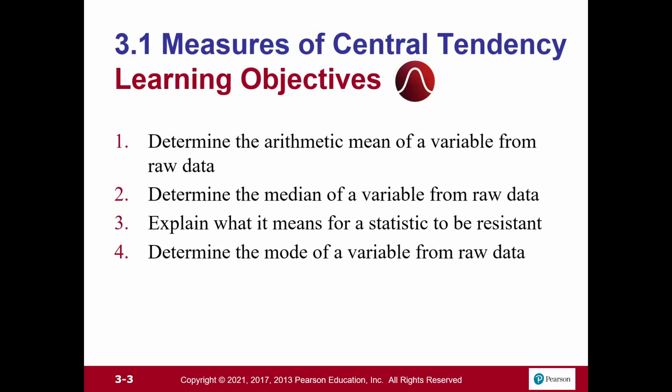Here are the three objectives, or actually four objectives for 3.1. How to find the arithmetic mean of a variable from raw data. Determine the median of a variable from raw data. Explain what it means for a statistic to be resistant, and determine the mode of a variable from raw data.